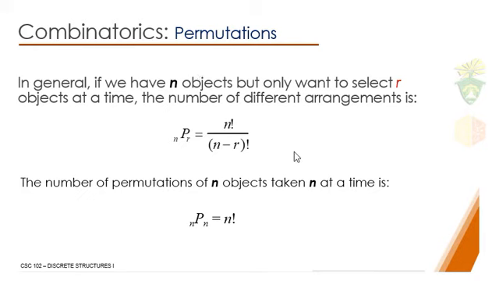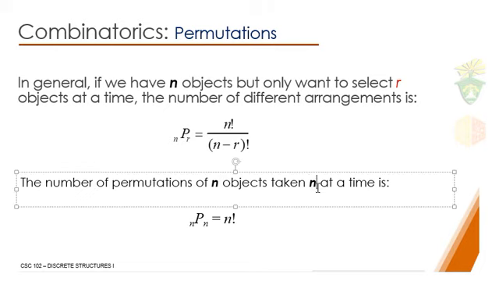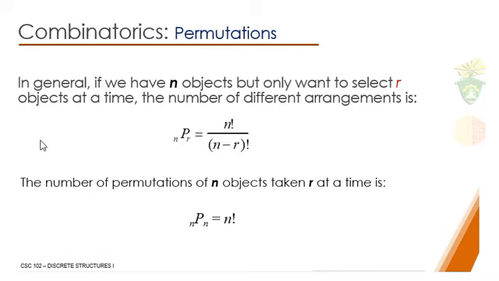Is that clear? Okay, for a special case, whenever r is equal to n, they are equal, meaning all the objects in n are to be rearranged, so r has the same value. If out of 10 objects you have to rearrange all 10, then n is 10 and r is 10 too. So in short, you have n factorial.